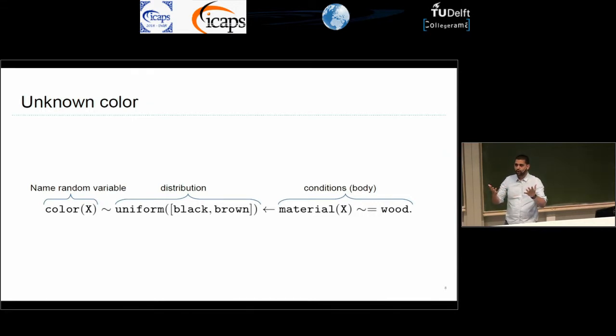They're all wooden blocks, but they are of different colors. And I want to say that when I go into the room and pick up a block, it could either be black or brown. Okay. So the way you would say this is if X is wood, then the color of it is drawn from a uniform distribution in black and brown.